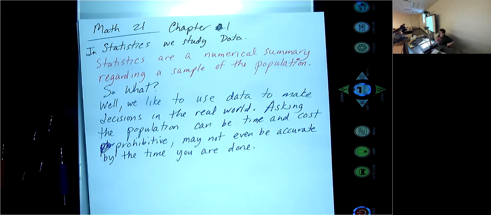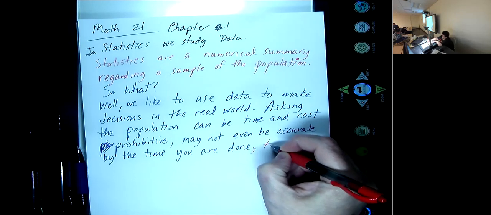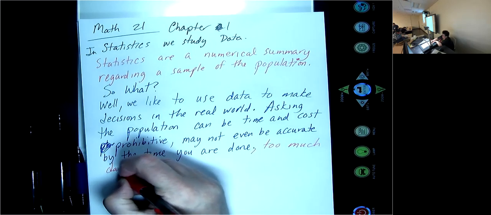So, data. We could ask the population, but it could take too much time. It's going to take too much time if you're talking about any real world population. It's going to cost too much money. It's probably not accurate when it's done. And what's the worst thing of it all? You have too much data at that point. It's unmanageable.